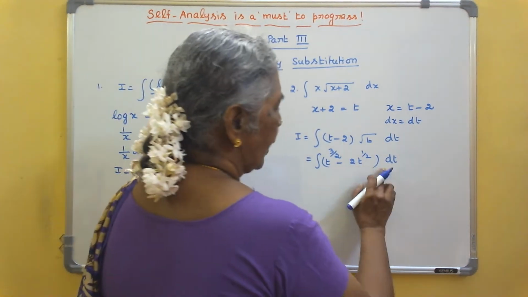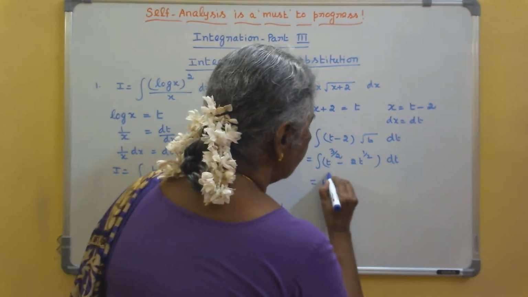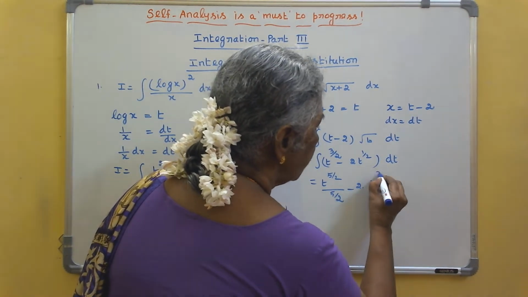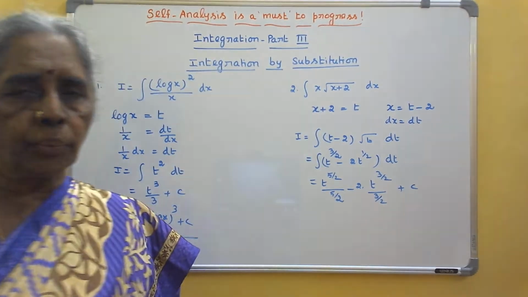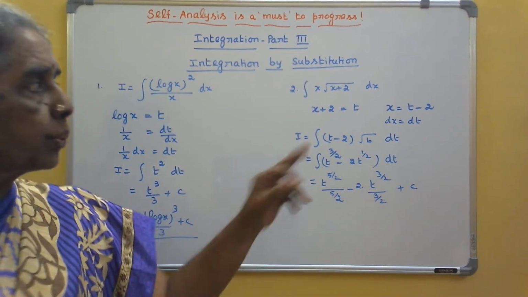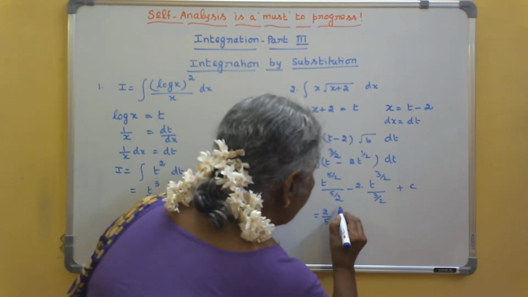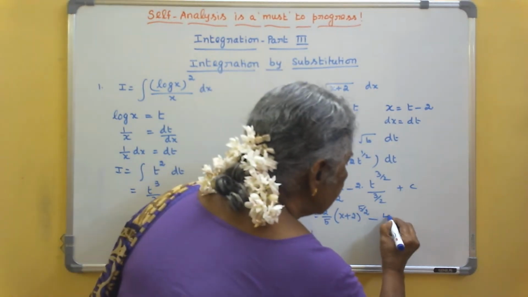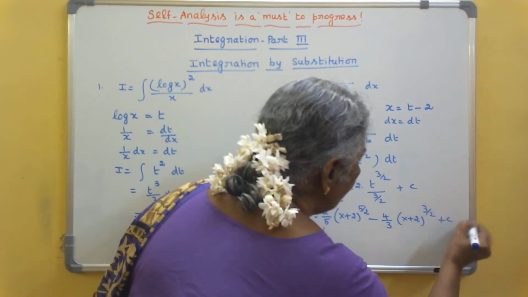Now you know you can use the formula integral x power n dx and you can integrate. So here you will get t power 5 by 2 by 5 by 2 minus 2 into t power 3 by 2 by 3 by 2 plus c. Now you have to remember two things. First you reciprocate these two fractions. Then for t you have to write x plus 2. Okay. So now I will get 2 by 5 into x plus 2 power 5 by 2 minus 4 by 3 into x plus 2 power 3 by 2 plus c.